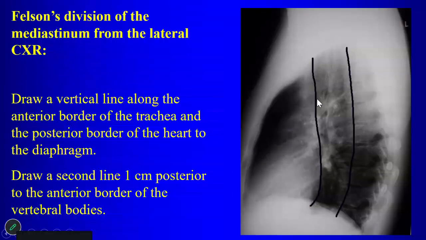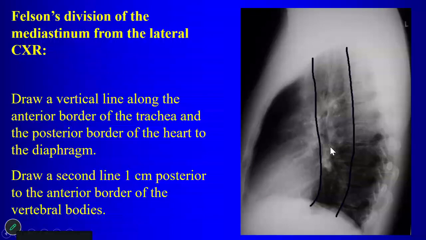So the anterior mediastinum, we draw a line from the anterior border of the trachea down posterior to the heart, and then we draw a second line 1 centimeter posterior to the anterior border of the vertebral bodies. So everything anterior to the first line is considered anterior mediastinum. Everything between the two lines is middle mediastinum, and posterior to this second line is posterior mediastinum.